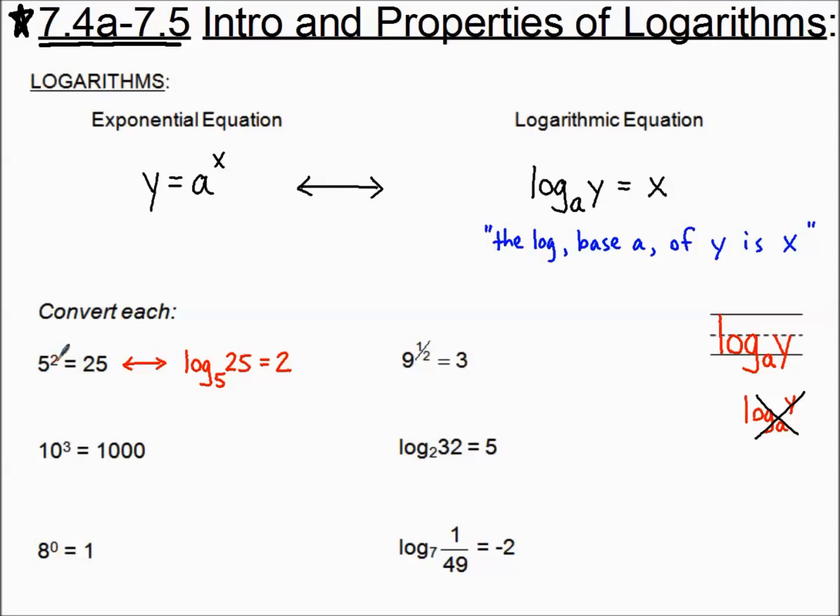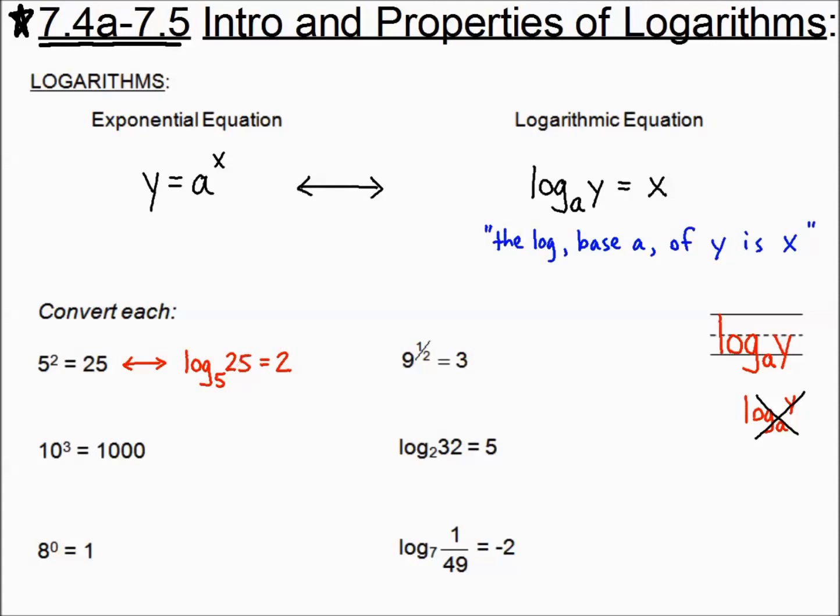It's a 2. In logarithmic form, it's relatively simple to see it because the logarithm will be equal to the exponent. The base goes here, a little bit lower. The exponent goes on the other side of the equal sign. And the only other number that's left is the number, and that goes right there, the 25. So we would read this, the log base 5 of 25 is equal to 2. And we know that that's true because 5 squared is 25.